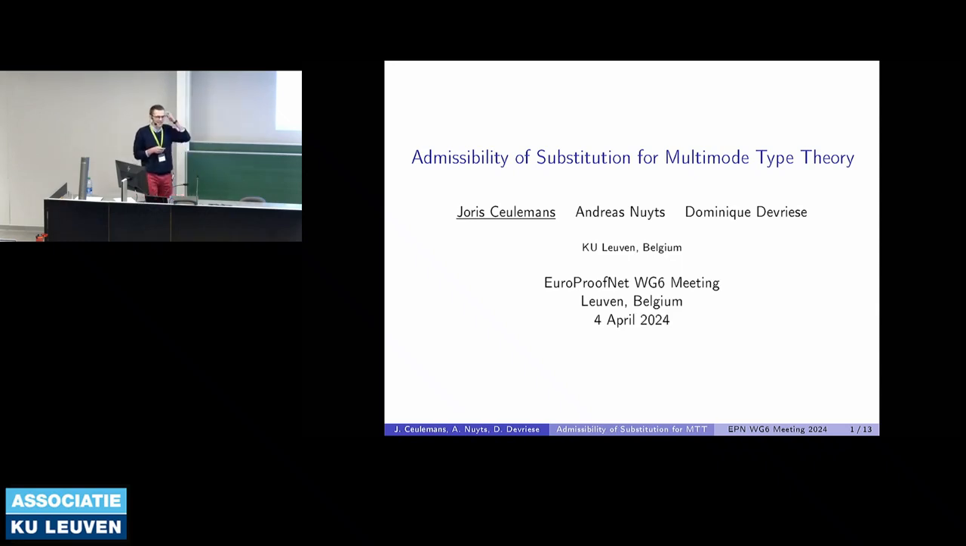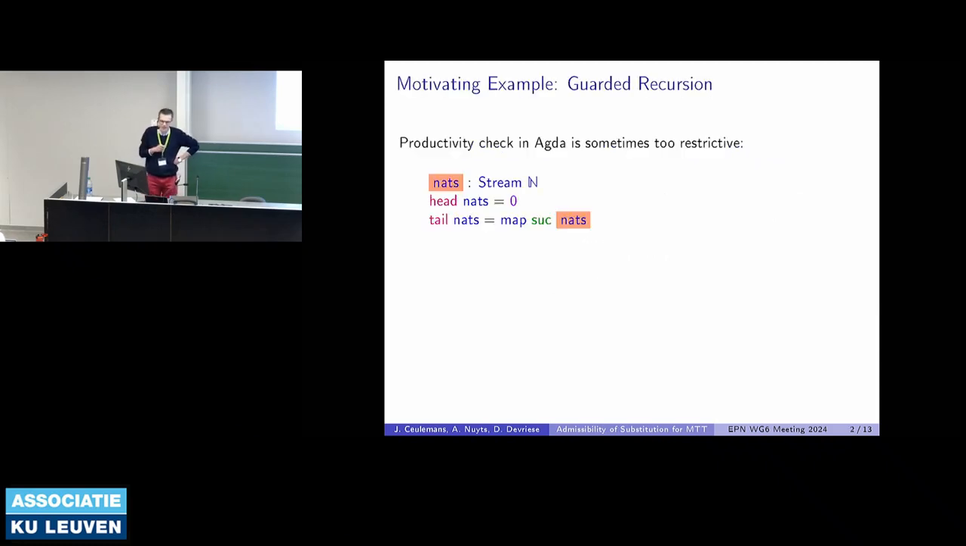So I guess everyone by now knows what substitution is and why it's important. But probably fewer people have heard about multimode type theory. So I'll start my talk by introducing this system. And I'm going to do that by an example, and the example is guarded recursion. So there it is again. However, it will be a different flavor than what we saw in the last presentation.